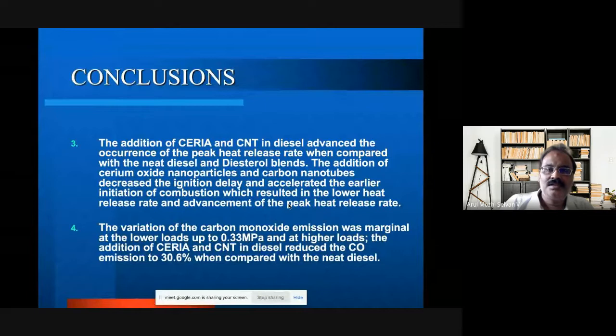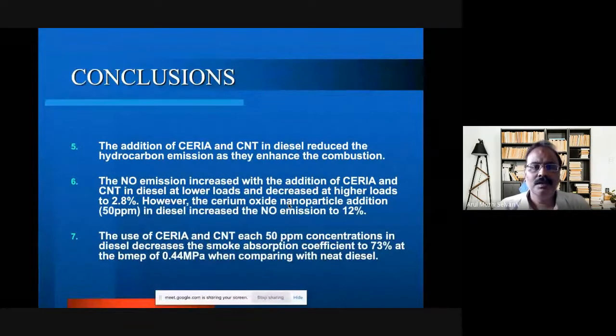The variation of the carbon monoxide emission was marginal at the lower loads up to 0.33 megapascal, and at higher loads, the addition of ceria and CNT in diesel reduced the CO emissions by 30.6%. So approximately you can take 30% when compared with the neat diesel. The addition of ceria and CNT in diesel reduced the hydrocarbon emissions as they enhanced the combustion.